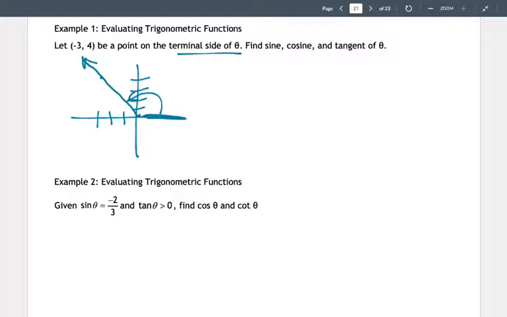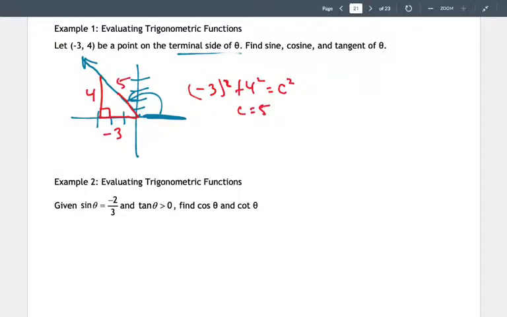The reference angle is always formed by the terminal side right here and the closest x-axis, and then you draw a line perpendicular to that x-axis. So we already know that this part right here is -3. We know this part's 4. We can use Pythagorean theorem. We would say -3 squared plus 4 squared equals c squared, and you end up getting c equals 5 for this hypotenuse right here. It's a 3, 4, 5 triangle.